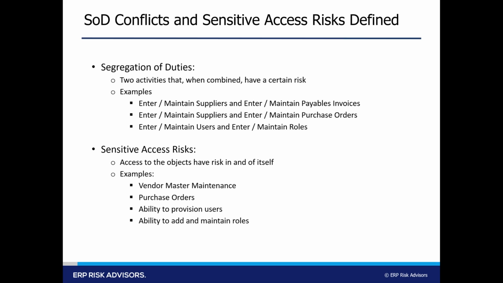So what I want you to think about is that sensitive access risks are really the starting point for looking at access control risks. We want to evaluate role design risks. Everything that we think has risk in and of itself, vendor master, purchase orders, the ability to provision users, maintaining roles as examples, things that go through change control, all those things should be built into your sensitive access risk library so that you can evaluate which roles have access to each one of those activities.